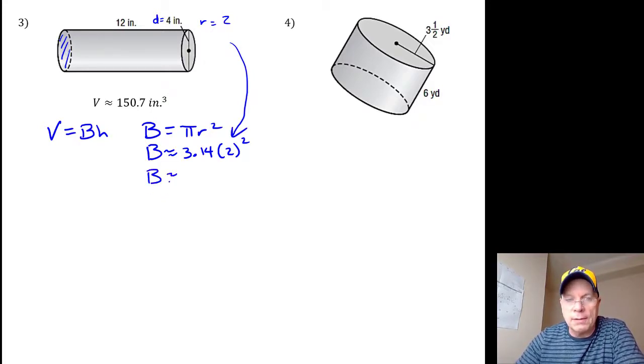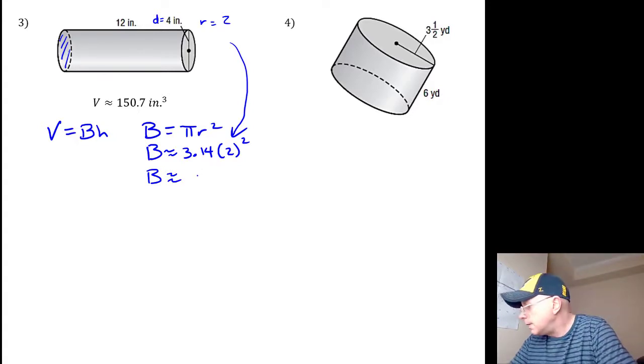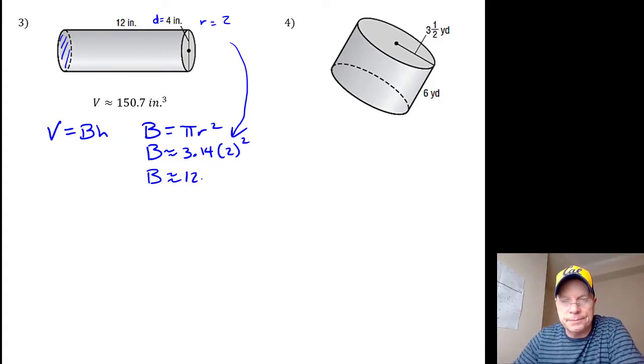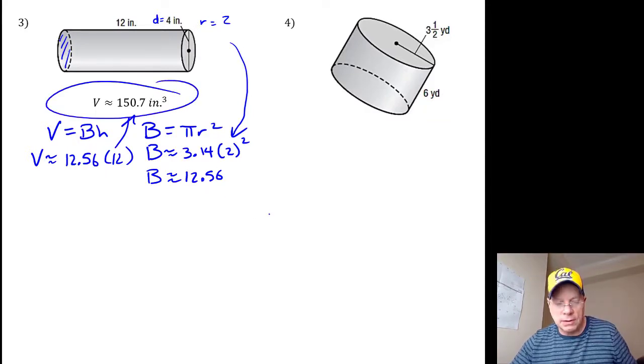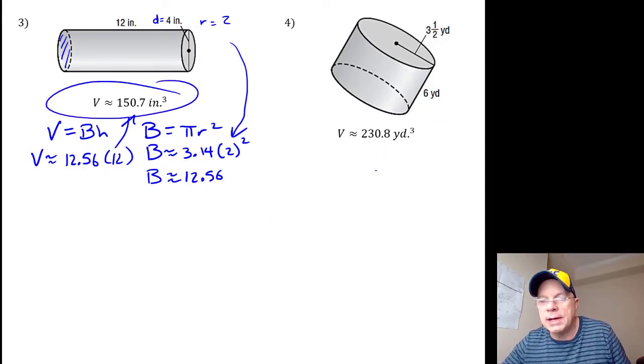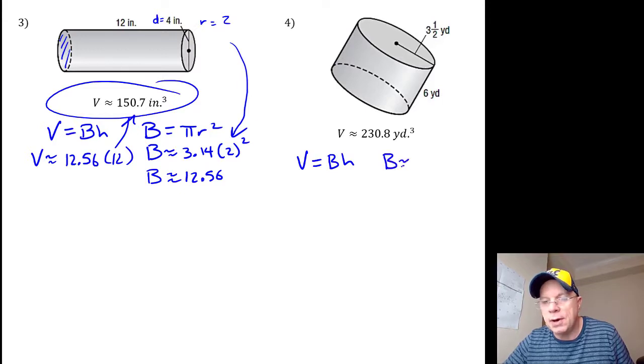So the area of the base is approximately 12.56, which we can now substitute into this formula. Area of the base is 12.56, the height is 12, and that will give you that volume. The volume for number 4 we already said is 230 and 8/10 yards cubed. When I'm doing my volume formula, volume equals area of the base multiplied by height. Area of the base is equal to pi r squared for a circle.